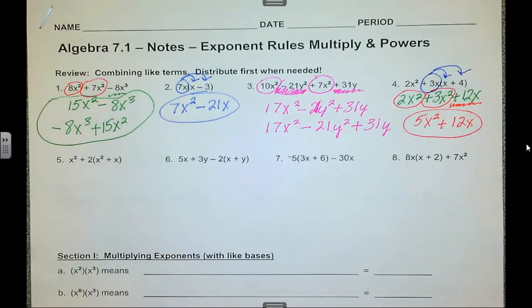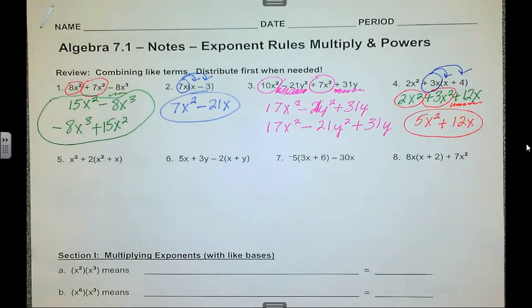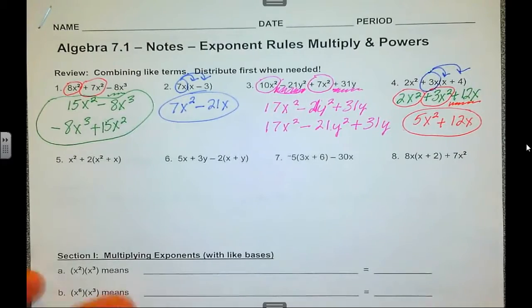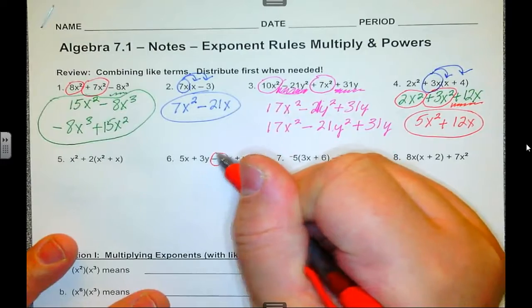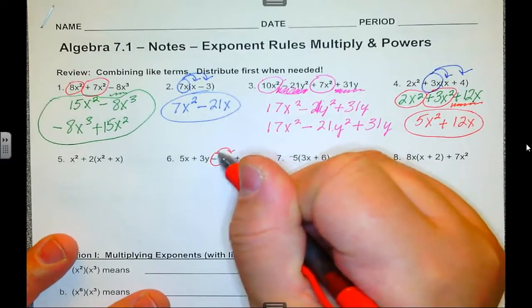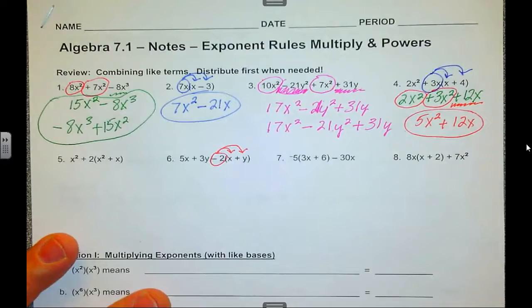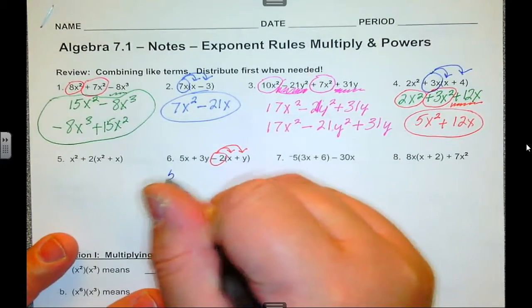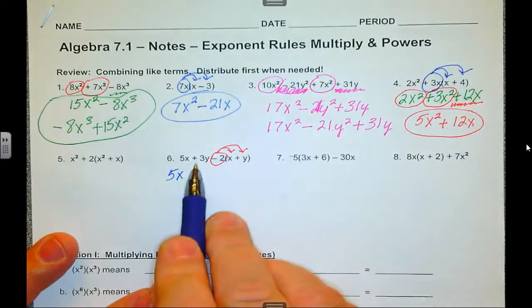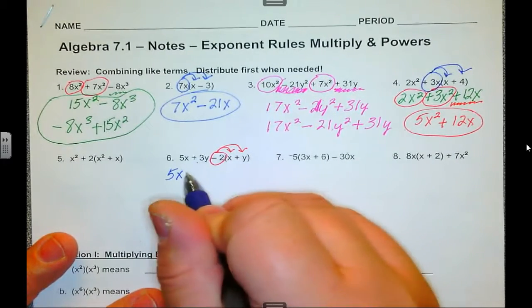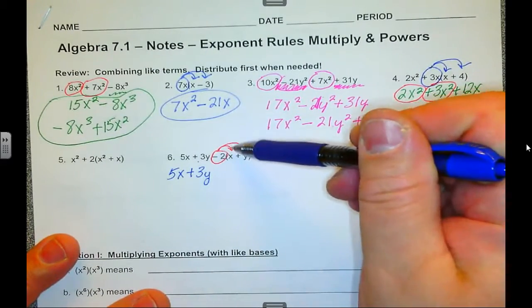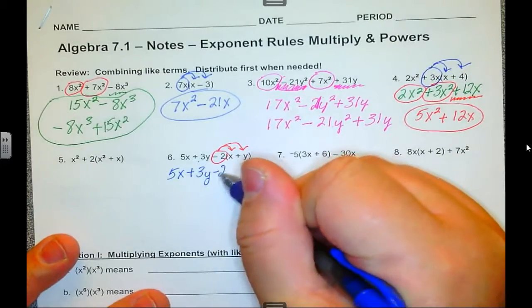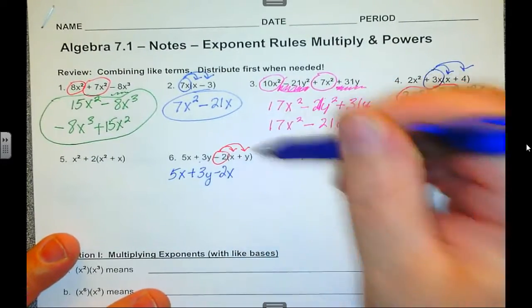And then they get into some trickier ones here. Yeah, just be careful. You're going to have to distribute the negative sign too. Okay, starts to get a little bit more trickier. Not doing anything with the 5x. Bring it down. As a matter of fact, I'm not doing anything with that 3y too. So bring that down. Negative 2 times x. Negative 2 times y.